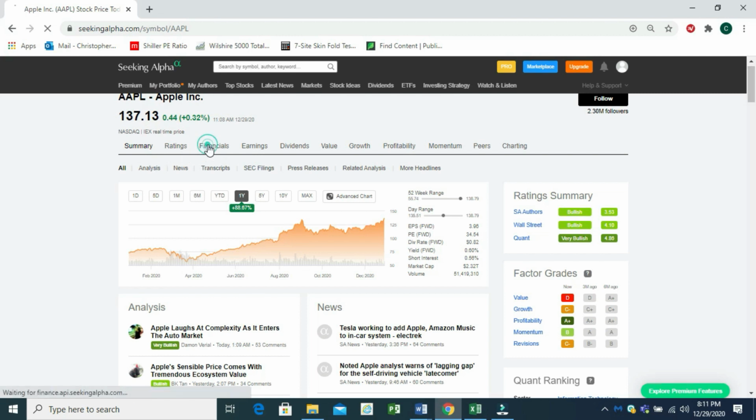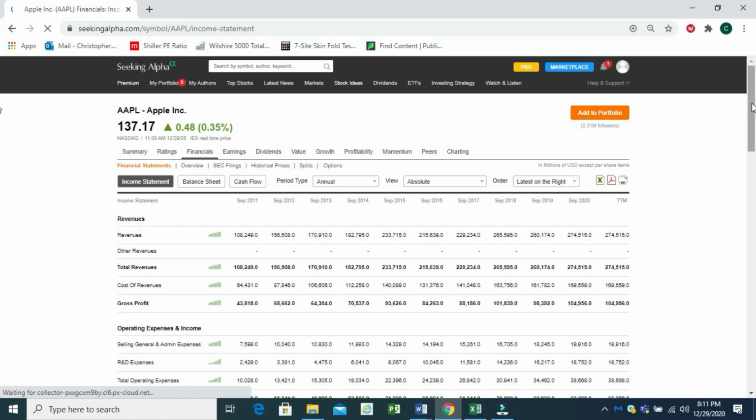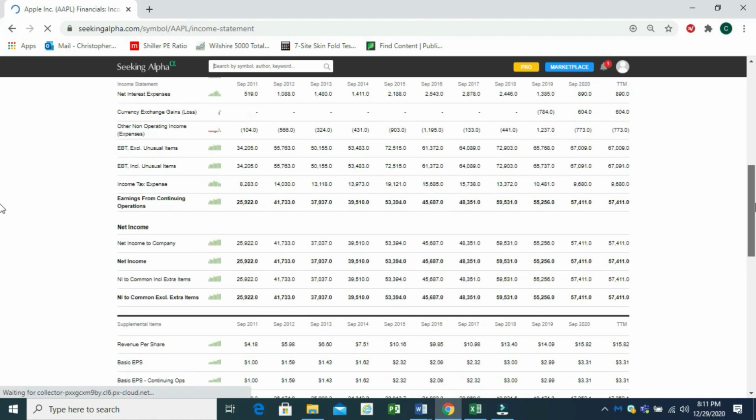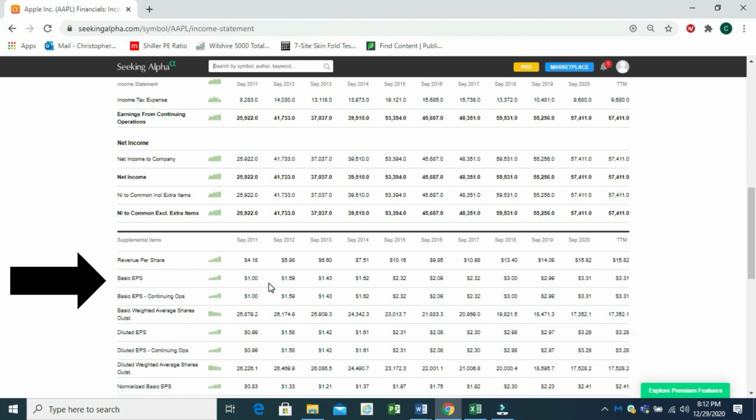So I'm just going to go into the financials. I'm going to look at the income statement. Okay, so the income statement has been populated. So I'm going to scroll down until I see the earnings per share basic. So here it is. I've got this entire row, the last 10 years of earnings per share for Apple. So I'm just going to copy those over and put them into an Excel spreadsheet.